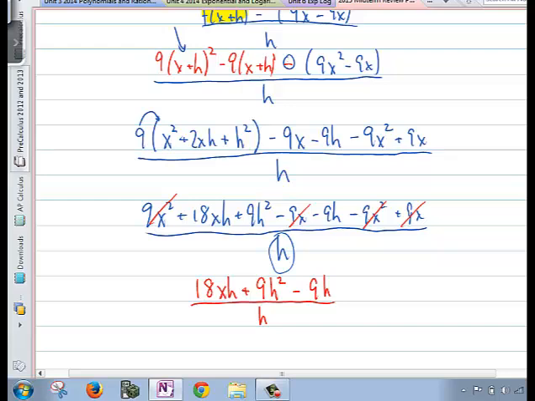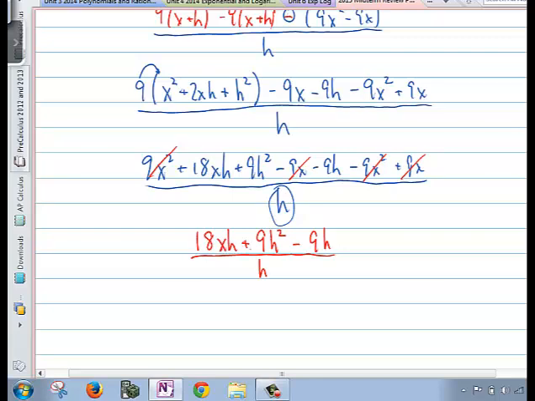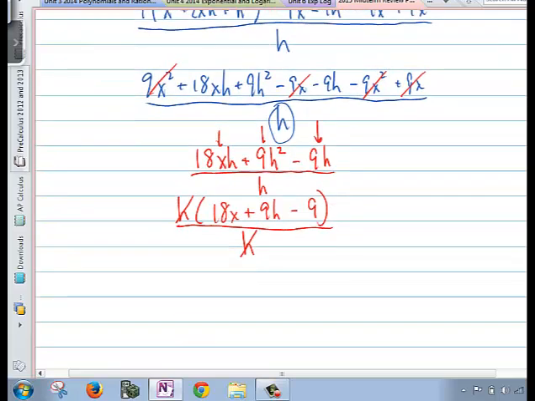And we end up for our difference quotient. The h factors out of the three terms in the top. So we'll have h times 18x plus 9h minus 9, all over the h in the bottom. And now the final simplification is canceling out the h in the numerator and the denominator. And our final simplified difference quotient is 18x plus 9h minus 9. That would be your simplified difference quotient.